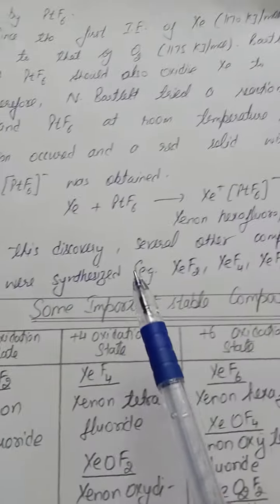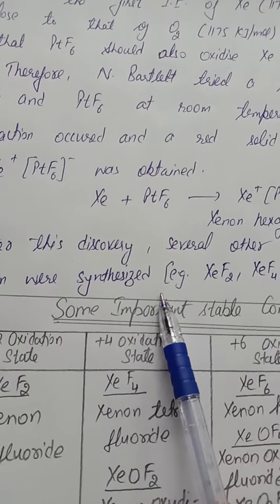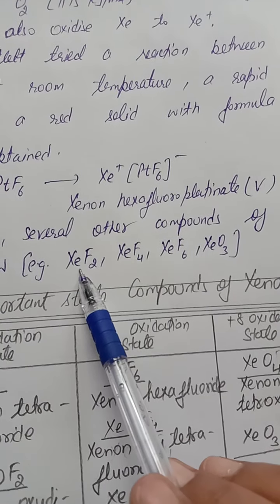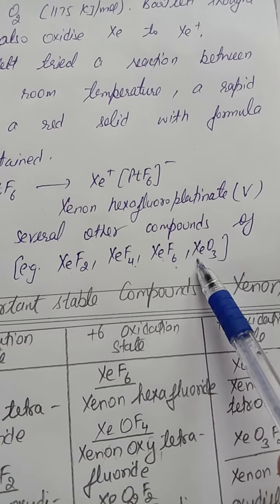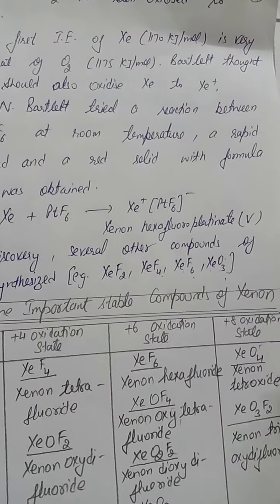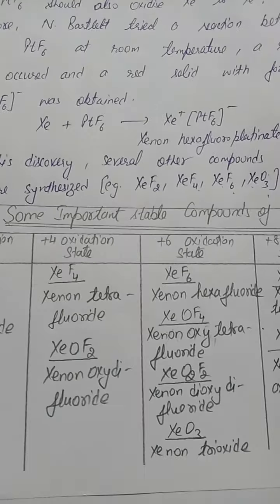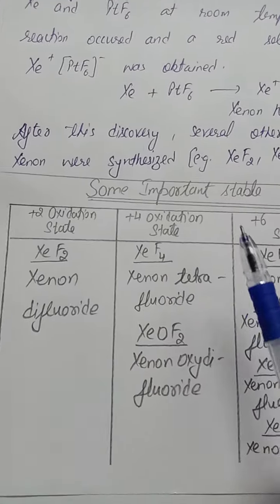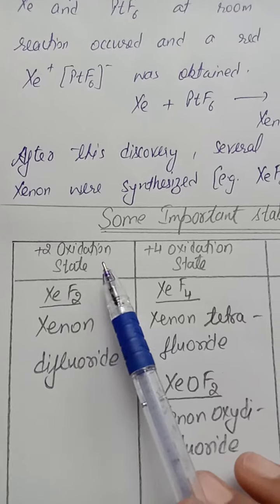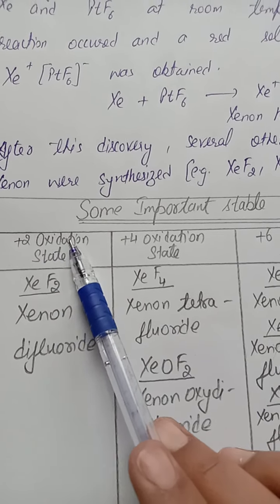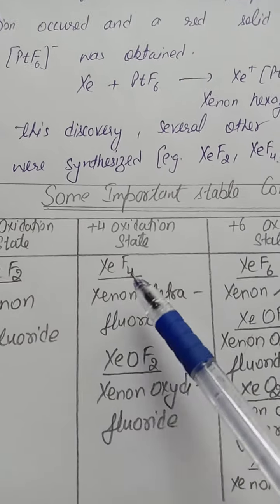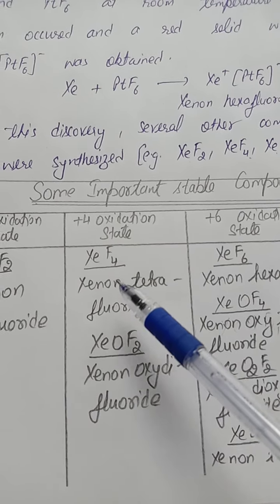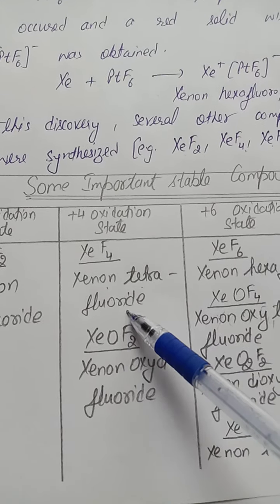So after this discovery, several other compounds of xenon were synthesized. For example, xenon difluoride, xenon tetrafluoride, xenon hexafluoride, and xenon oxychloride. I have given you some stable compounds of xenon in tabular form with the oxidation state of xenon. If it has +2 oxidation state, it will form xenon difluoride.